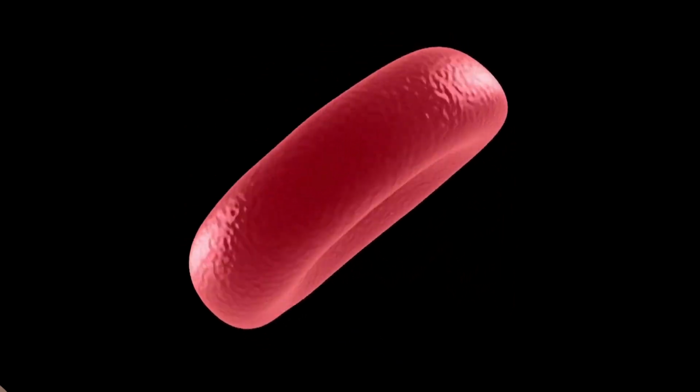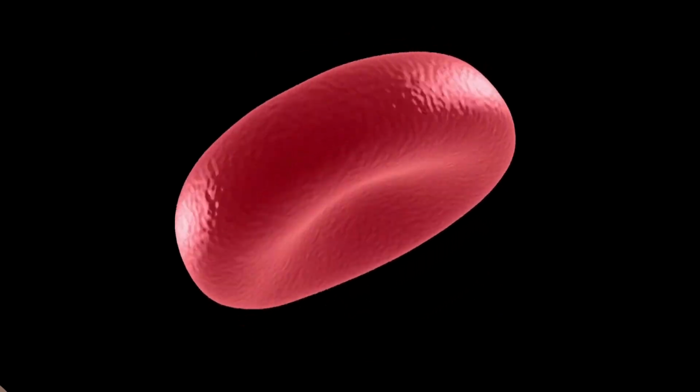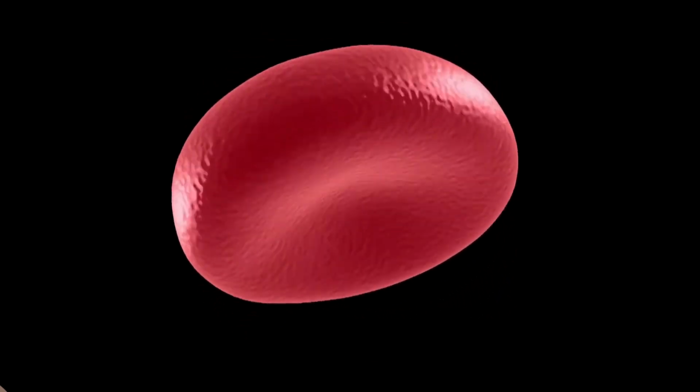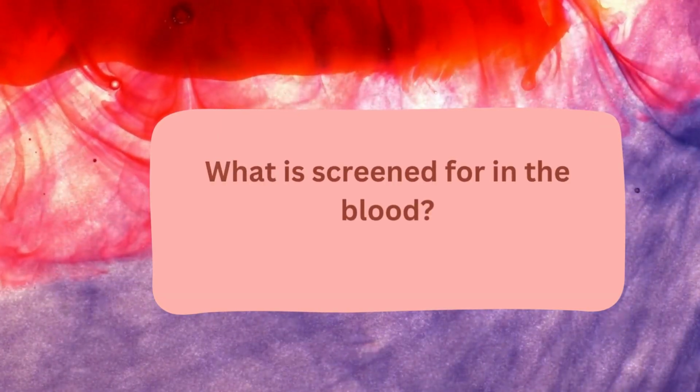Some viral diseases that can be transmitted through blood include HIV-1, HIV-2, hepatitis B, hepatitis C, HTLV-1 and 2, and West Nile virus. Some bacterial diseases include syphilis and bacterial contamination, and parasitic diseases include Chagas disease. So, what exactly is screened for in the blood? Prior to donations, donors are screened using a donor questionnaire, and then afterwards, their blood hemoglobin is tested.